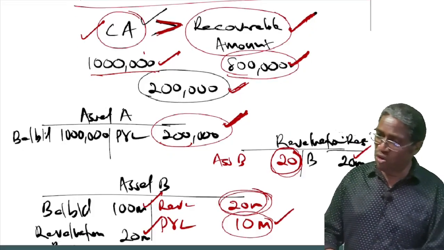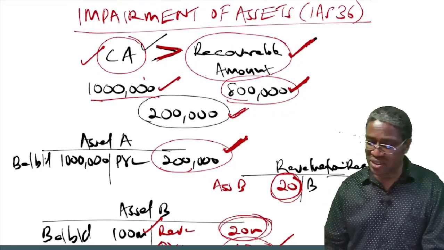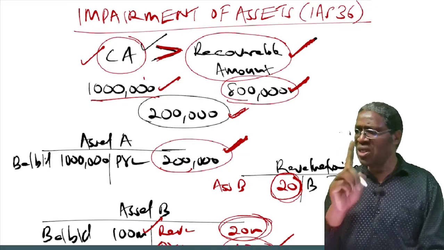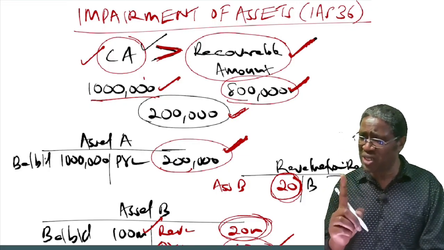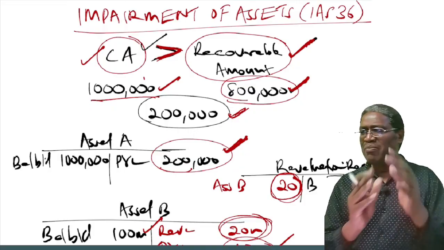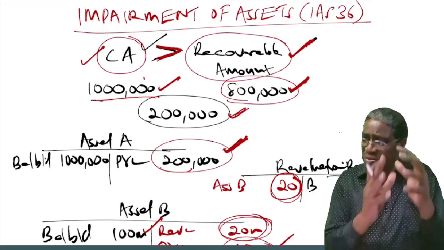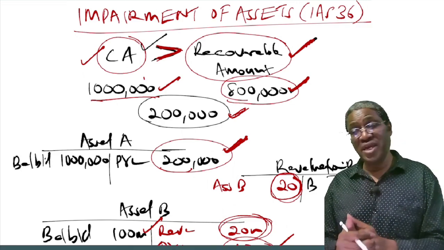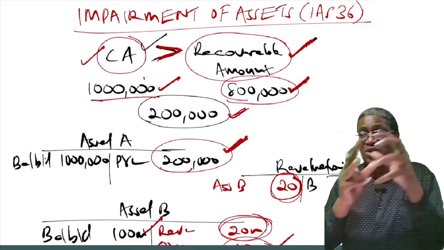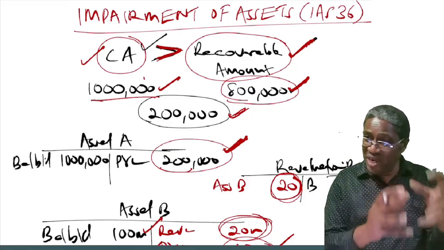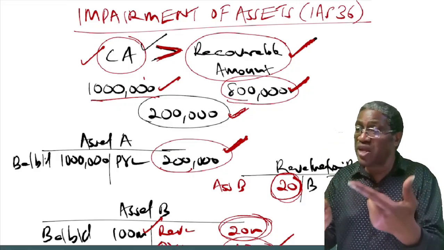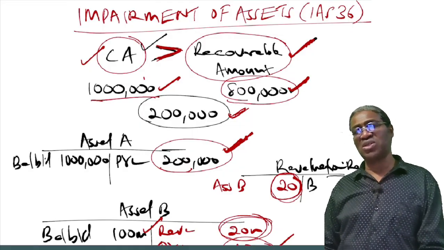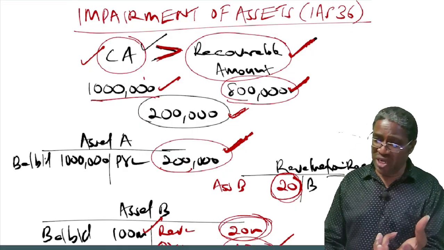So how do you write it off? We said you credit the asset to reduce it from 1 million to 800,000. Remember, the true value of this asset is 800,000, but it appears in your books at 1 million. So we should reduce the value of that asset by the amount of the impairment loss. We said you credit the asset by that 200,000 and you debit the P&L account.